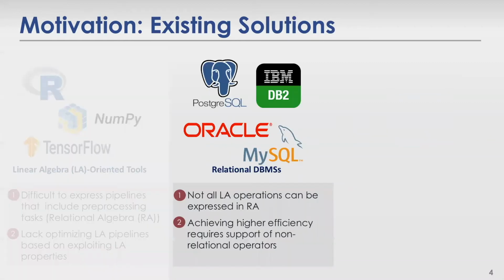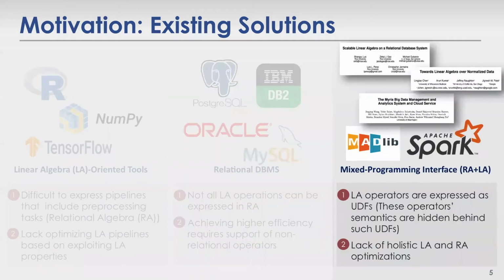In case of relational systems, not all linear algebra operations can be easily expressed in SQL. Also, achieving higher efficiency for linear algebra pipelines requires native support of non-relational operations. So a recent trend is to use a common programming environment where both styles can be used together, and this is being explored by a number of systems. Some of these systems extend relational database management systems with linear algebra operations via UDFs, but the semantics of linear algebra operations are hidden behind these functions. Some other systems focus heavily on physical optimizations, leaving semantic query optimization opportunities unexplored.